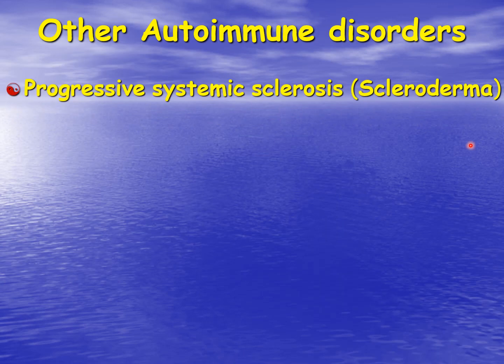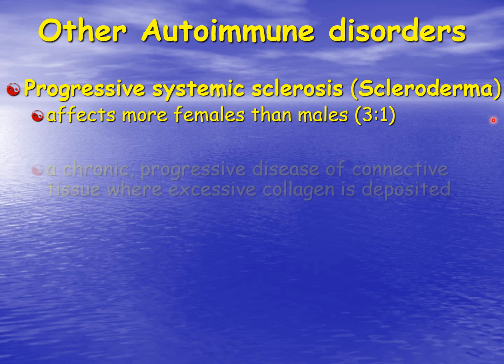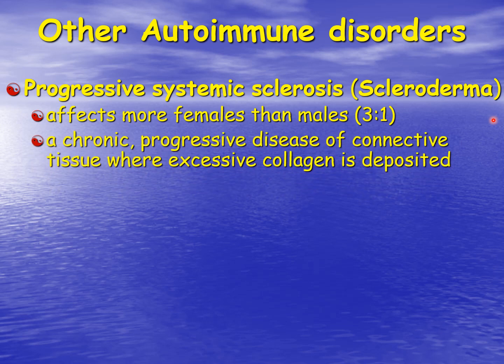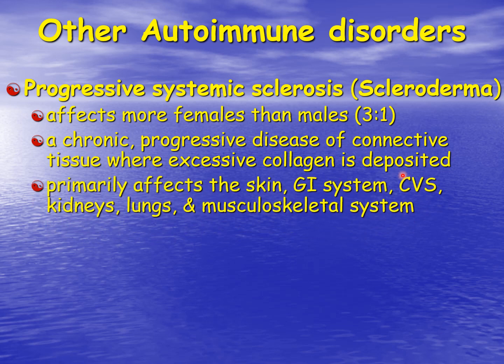Progressive systemic sclerosis or scleroderma is an autoimmune disease. It affects females more than males, about 3 to 1. And it's a chronic progressive disease of the connective tissue where excessive collagen fiber is deposited within the connective tissues. This primarily affects the skin, but may affect the GI system, cardiovascular system, kidneys, lungs, and musculoskeletal systems, as all of these also have a lot of connective tissues.